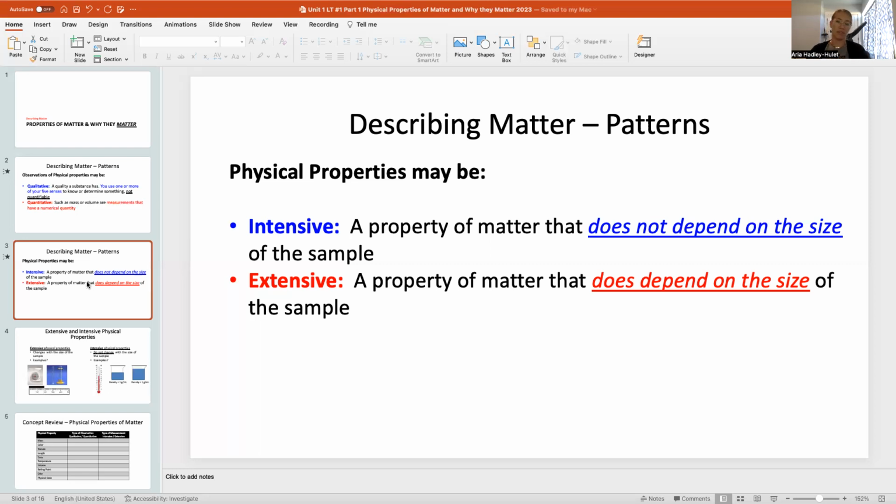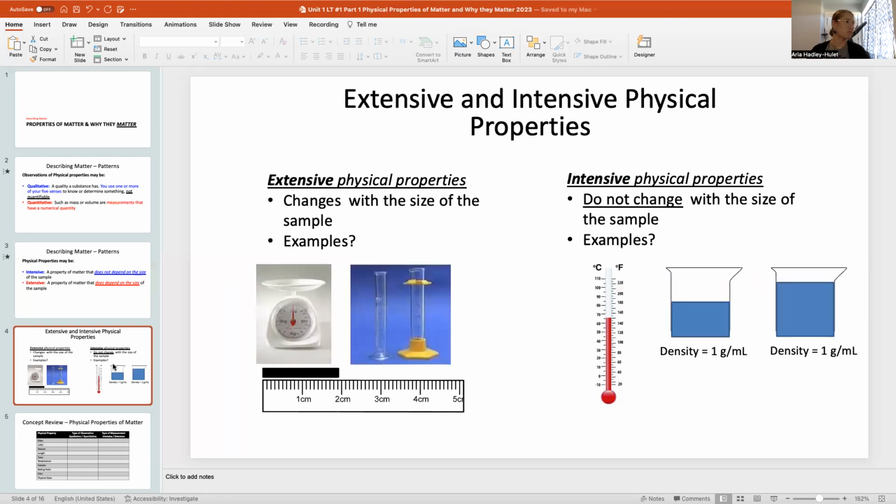Extensive means that whatever it is we're observing does change. Mass is a good one for this. Like we put this on the scale, and what did we say? 4 grams. So then we take our pencil sharpener and we get rid of some of this pencil, and then we put it on the scale again, and now it's 2 grams or 3 grams. So the mass changed when the sample size changed. Volume would be another good example of an extensive property. Right? So weight is extensive, volume is extensive. For intensive, we said density, and temperature is another good one.